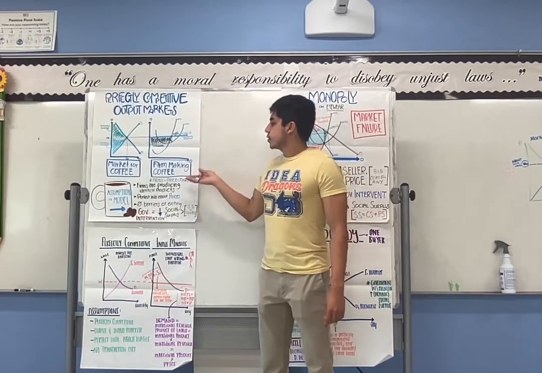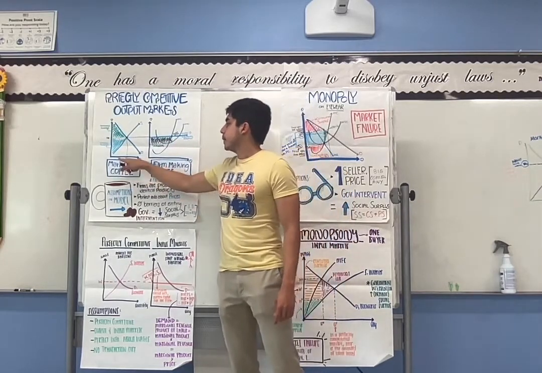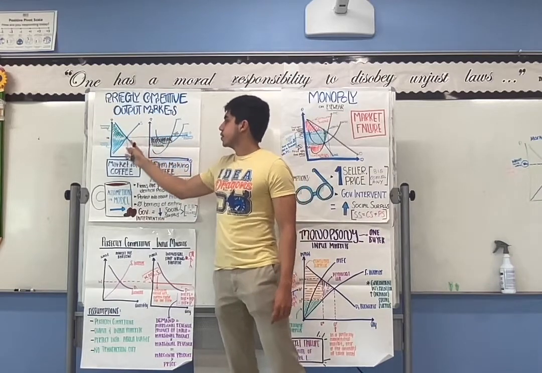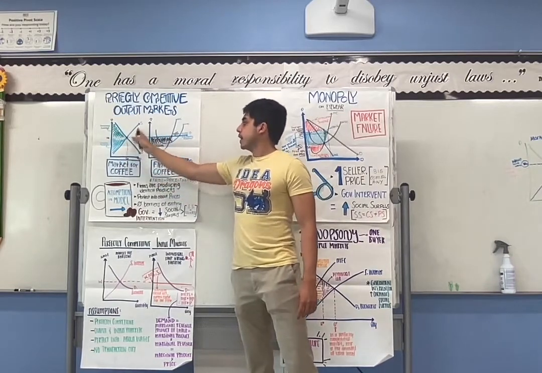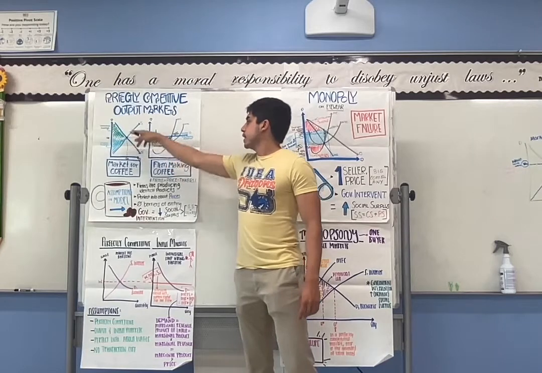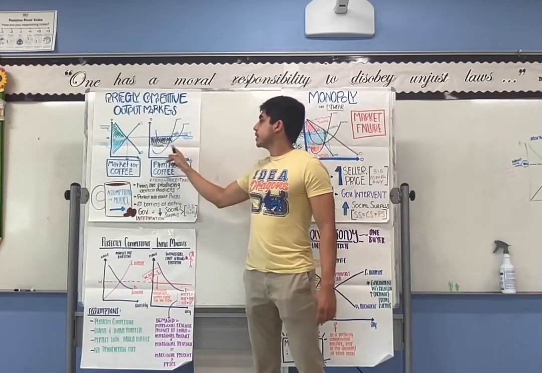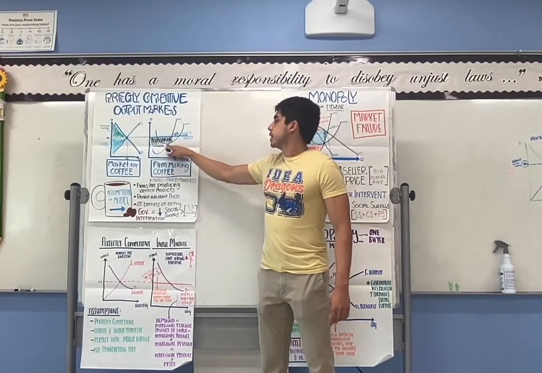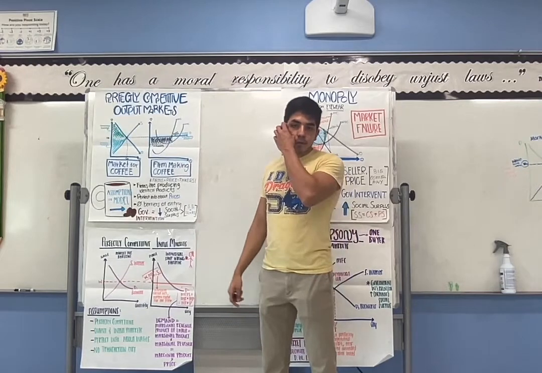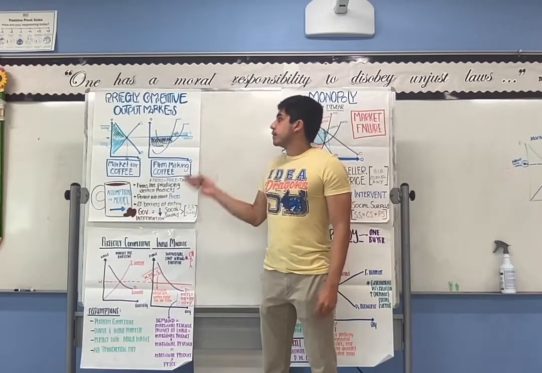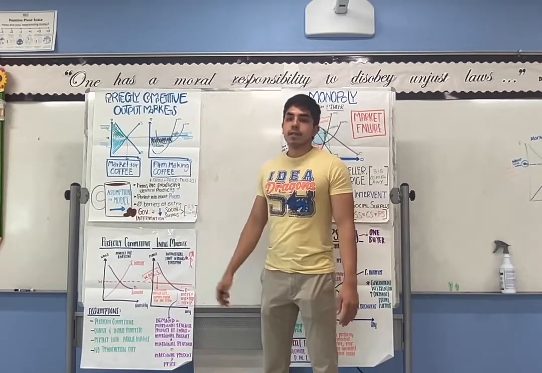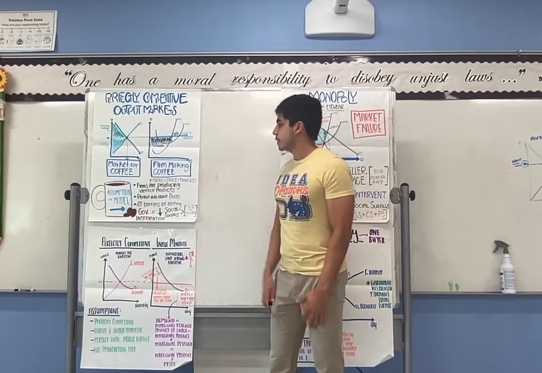We said in the short run that might be possible, but in the long run, because there are zero barriers to entry, the supply curve for the market would shift to the right, and then we would get a price that is tangent to the firm's minimum point of the ATC curve, right? And we expect firms to make zero economic profits in the long run, called normal profits.